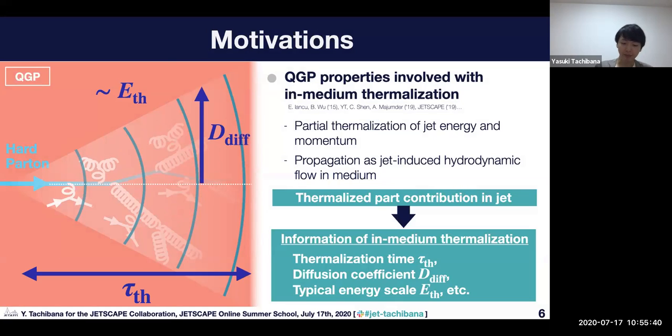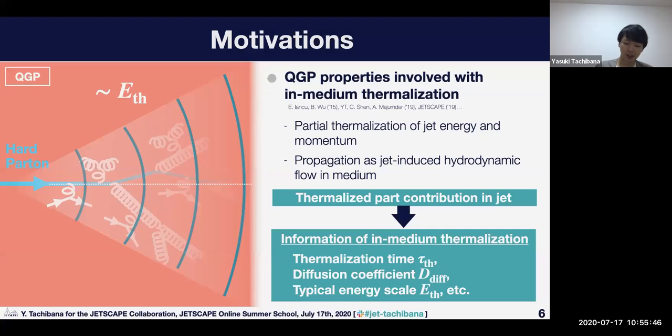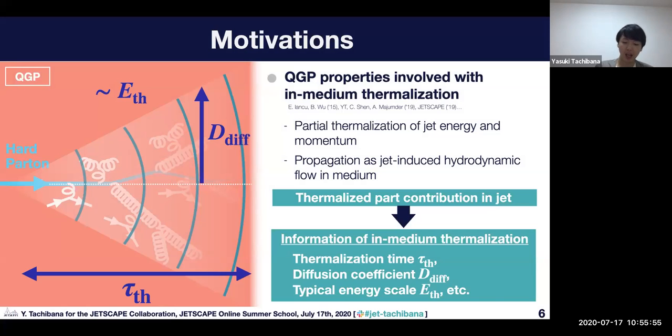For example, the typical energy scale of the hard pattern which can be involved in this in-medium summarization process, and also we may have a chance to know how the hard pattern energy can diffuse during this process, and also the typical time scale of this process. So such information we can obtain by studying the details of the summarized part's contribution in the jet.